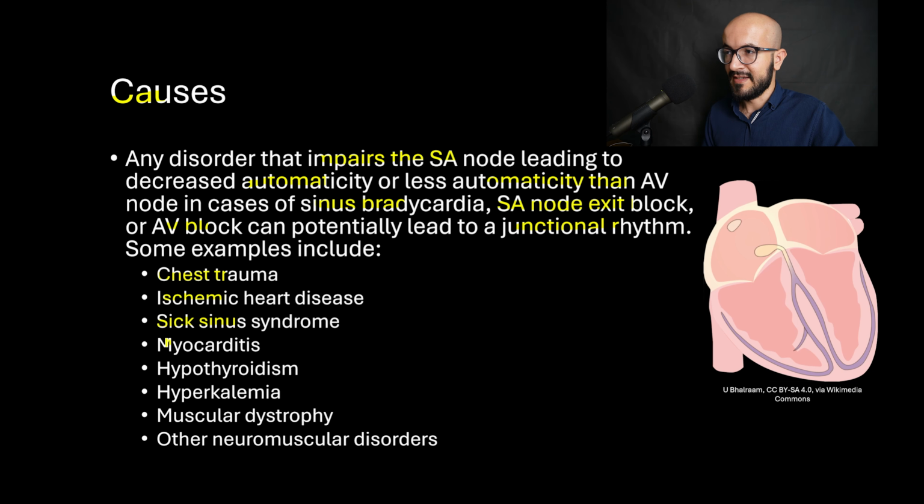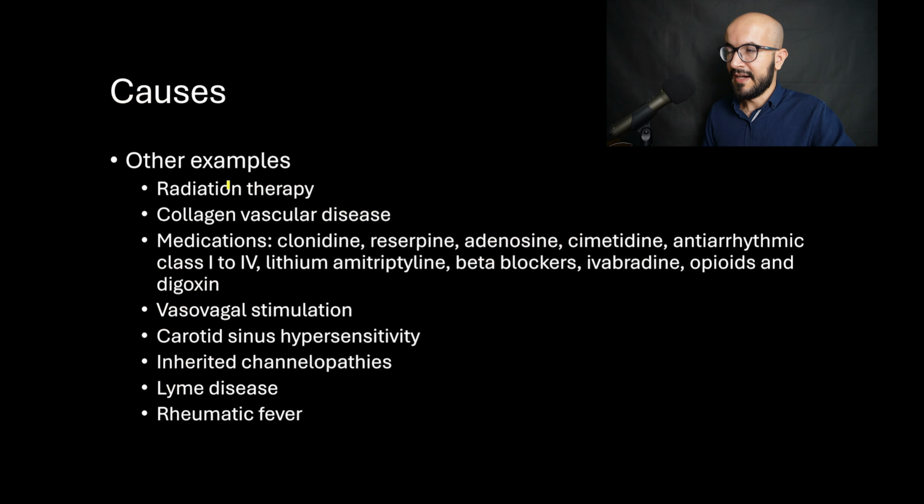Also in cases of myocarditis, hypothyroidism, and hyperkalemia, and muscular dystrophy, and other neuromuscular disorders. And in cases of radiation therapy, radiation might impair the SA node, and collagen vascular disease, and medications such as clonidine, reserpine, adenosine, cimetidine, antiarrhythmic drugs class 1 to 4, lithium, amitriptyline, beta blockers, ivermectin, opioids, and digoxin.